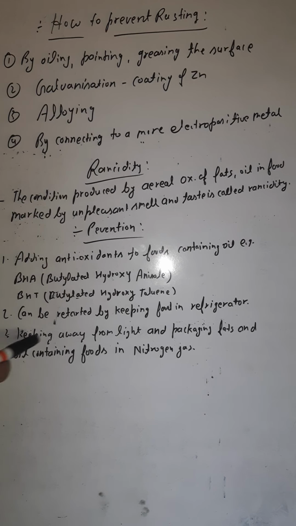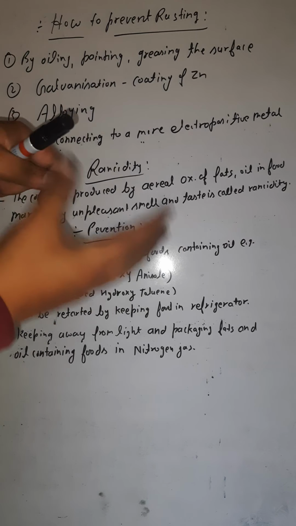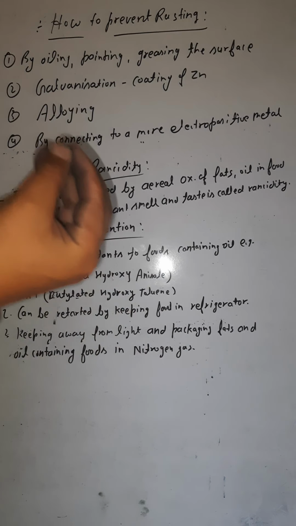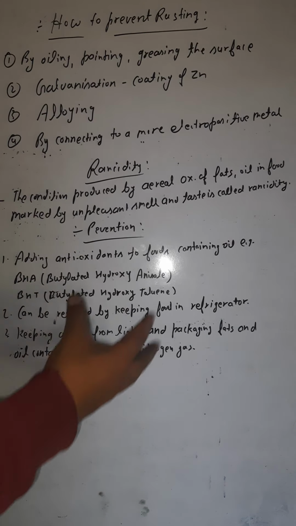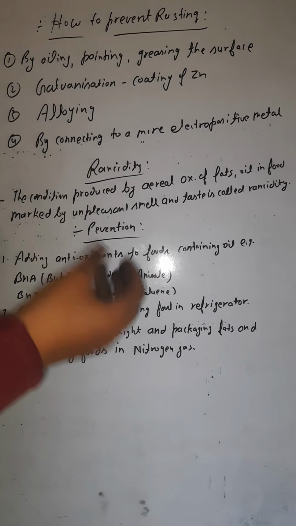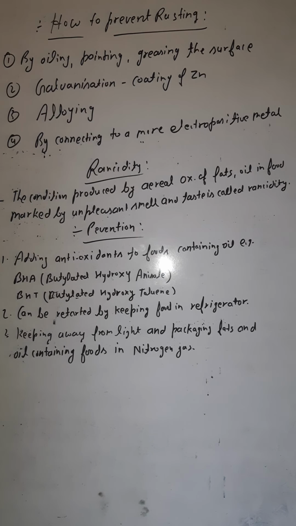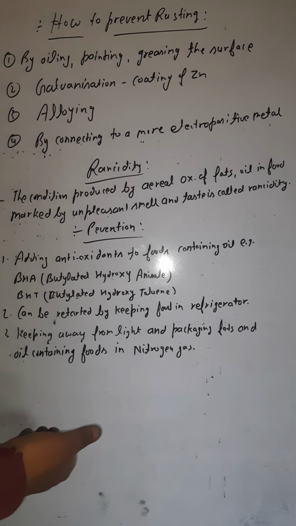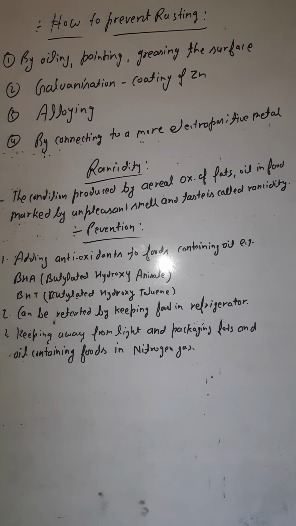Also, keeping away from light and packaging fats and oil containing food in nitrogen gas. Suppose you find kurkure and similar chips from the market that contain oil and fat, but they are packed in nitrogen gas. Inside the packet there is nitrogen gas filled. This nitrogen gas prevents the food from being oxidized. So that is how you can prevent food from rancidity.